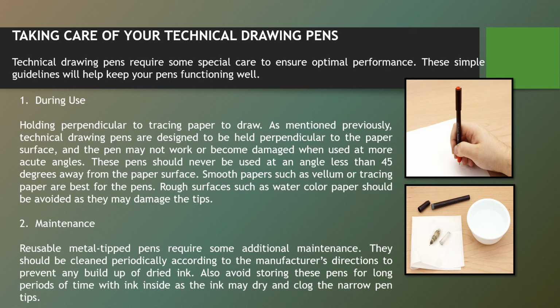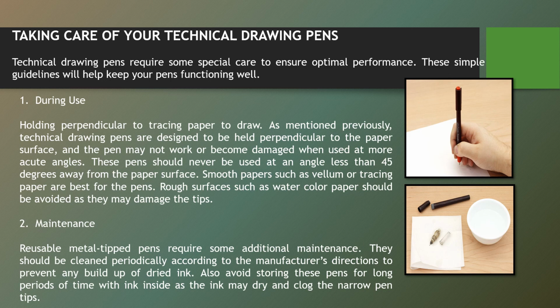Okay, taking care of your technical drawing pen. Okay, during the use, hold it perpendicular to the tracing paper to draw. As mentioned previously, technical drawing pens are designed to be held perpendicular to the paper surface and the pen may not work or become damaged when used at a more acute angle. This pen should never be used at an angle less than 45 degrees away from the paper surface. Smooth papers such as vellum and tracing paper are the best for the pen. And rough surfaces such as watercolor paper should be avoided as they may damage the tip.